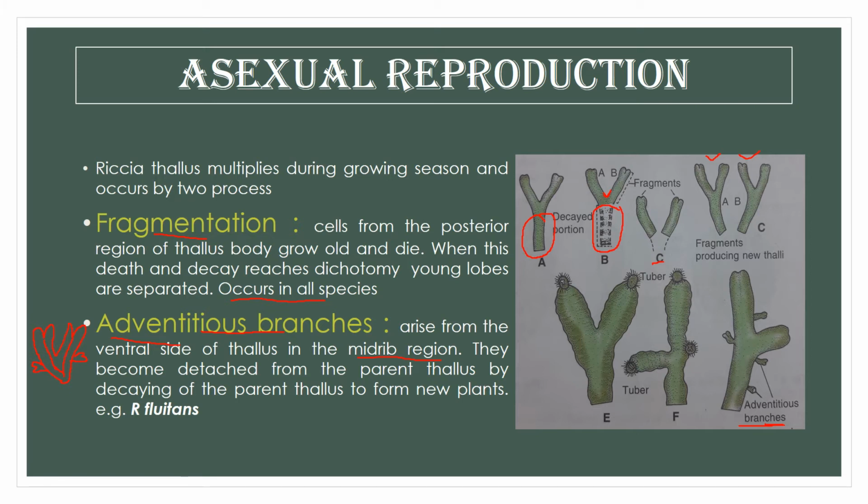After formation, these adventitious buds are detached from the parent plant, and each of them undergoes rapid cell division to produce a new Riccia plant. This type of adventitious bud is very common in the aquatic species of Riccia, that is Riccia fluitans. Riccia fluitans is the most common species that propagates vegetatively by adventitious buds formed on the ventral surface.